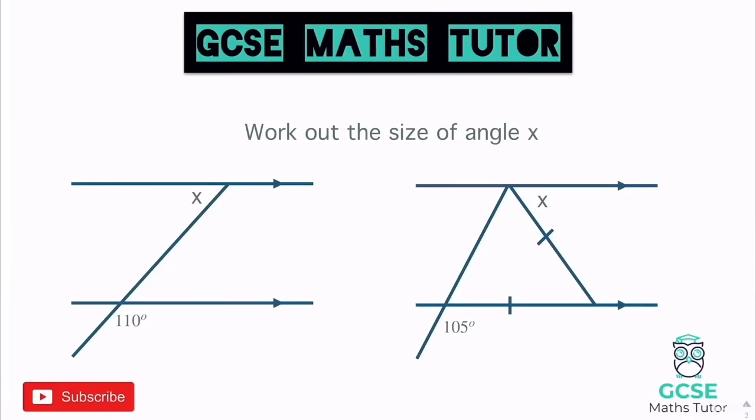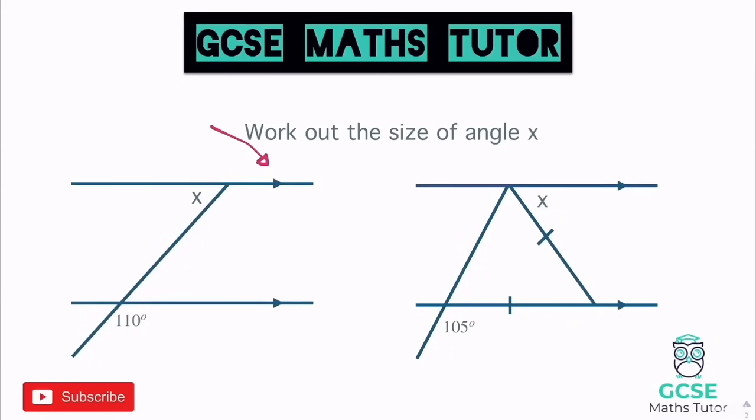Okay, so working out the size of angle X, again I've got two here, and we're looking at parallel lines. As you can see by these arrows here, these lines are parallel. So there are three rules that we're going to really look at when we're looking at parallel lines, as well as all our normal angle rules. We've got alternate angles, corresponding angles, and co-interior angles.